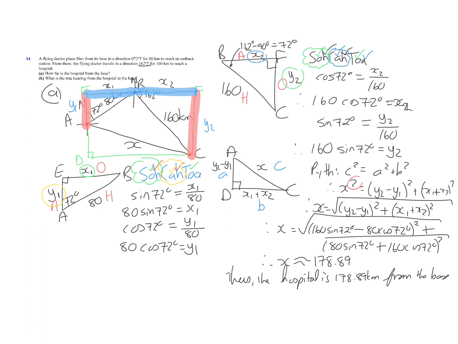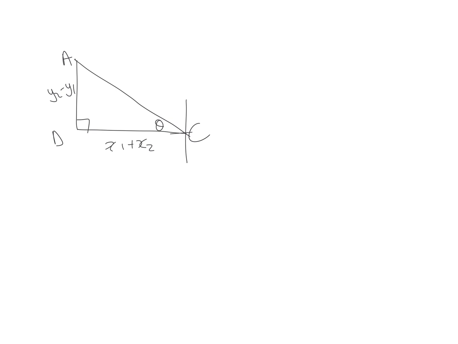Now I'm going to go to part B. What's the true bearing from the hospital to the base? Well, to answer that, we have the following information already. A is the base, C is the hospital, that's 90 degrees, that's D. That's y2 minus y1, x1 plus x2. I want this angle theta to answer that because here is the north, and I want to go back to the base.